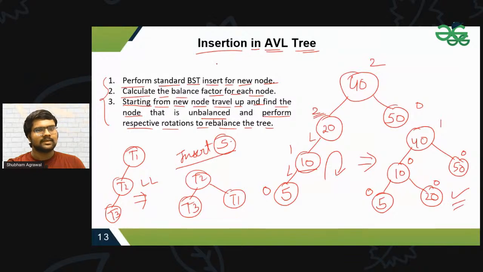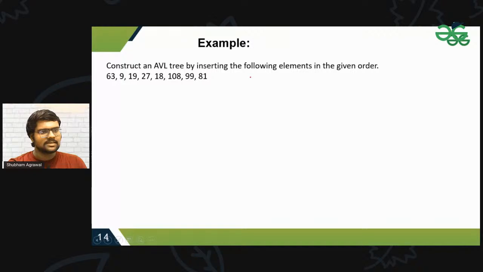Okay, now let's see one example. We have these numbers and we want to construct an AVL tree from this sequence. Initially our tree is empty, so when we insert 63, it becomes the first node. When we compute the balance factor, it will be 0.